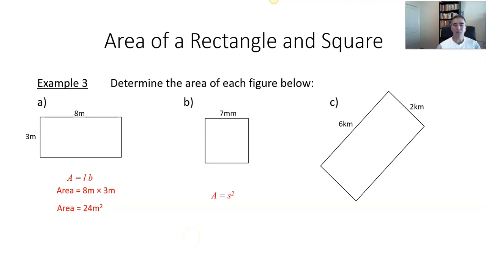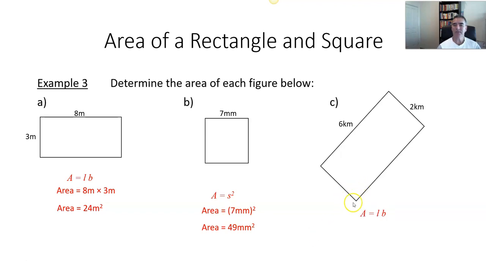So let's do the same with the area of the square. So I can use the area of a square formula, A equals S squared, or I could have used length times breadth for a rectangle. So the side is 7 millimeters, so the area is 7 millimeters squared, and we get 49 millimeters squared. I don't have to put that in brackets there, which I've done, just doing a little bit of algebra at the same time.